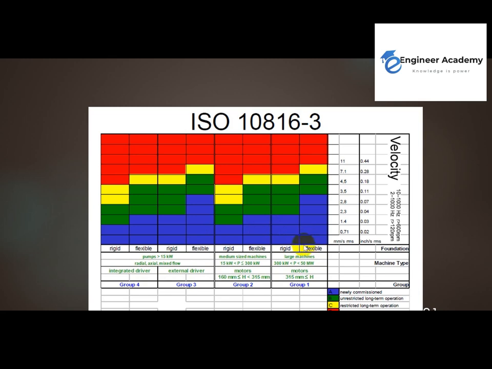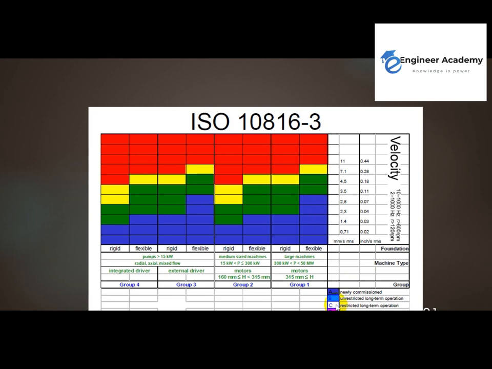Starting from this blue color, once your reading is in this blue area, it means you are in a good condition, like a newly commissioned machine. But when the vibration level comes in this green area, that means unrestricted long-term operation. You can run the machine under this vibration level for a long time without any kind of restriction, which is of course acceptable. What if the reading is in the yellow area?